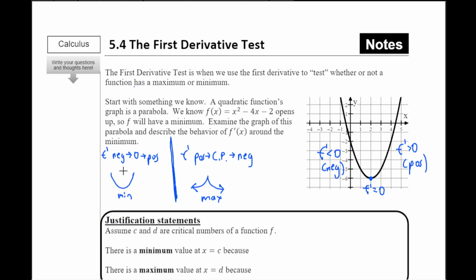This you'll have to remember. Min, f prime goes from negative to positive. Max, f prime goes from positive to negative.